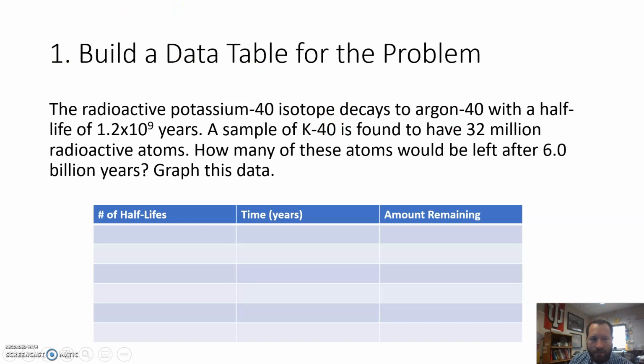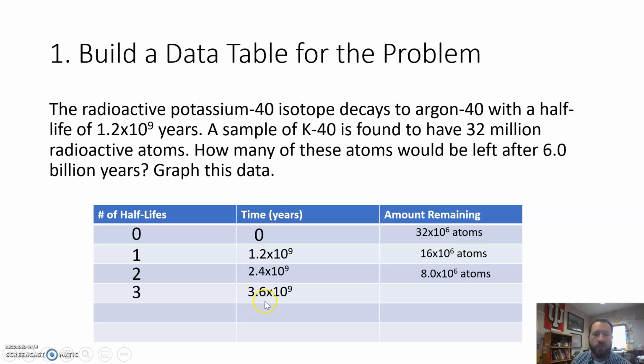So like we took a look at yesterday, the first step is going to be building a data table. At half-life 0, we have time 0, and our initial amount, our 32 million atoms of K40. After one half-life, 1.2 times 10 to the 9th years will have passed, and we'll be down to about 16 million atoms. After a second half-life, 2.4 billion years will have passed, and we'll be down to 8 million atoms. After a third half-life, we'll be at 3.6 billion years and 4 million atoms. Fourth half-life, we get up to 4.8 billion years and 2 million atoms. And after a fifth half-life, we get to 6 billion years and we're down to just 1 million atoms.